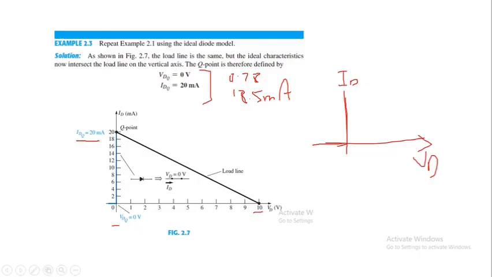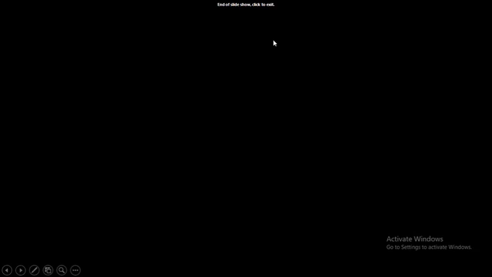So that is the end of this lecture, in which we have defined how to solve a diode network using the load line. Thank you very much.